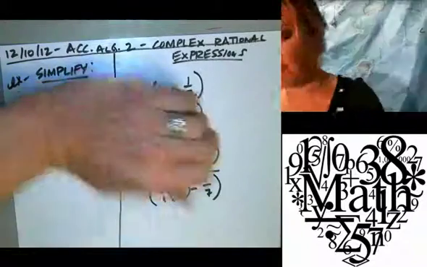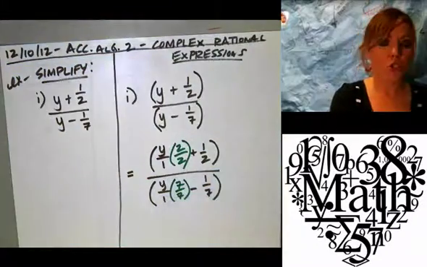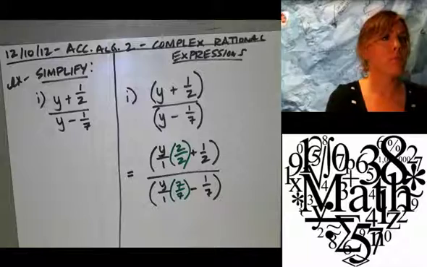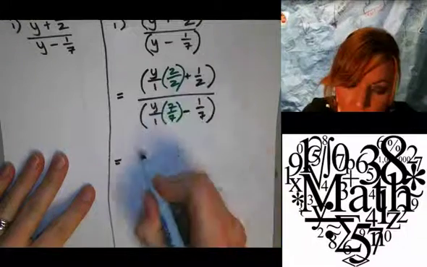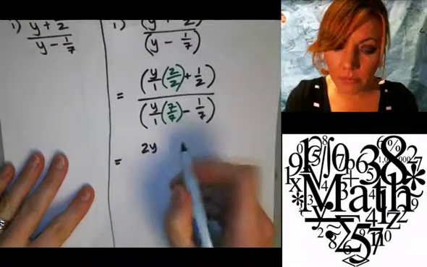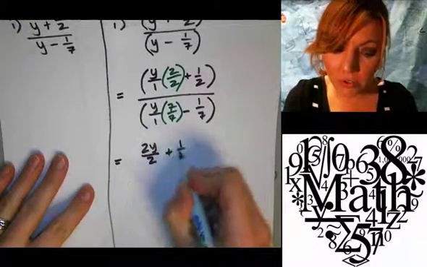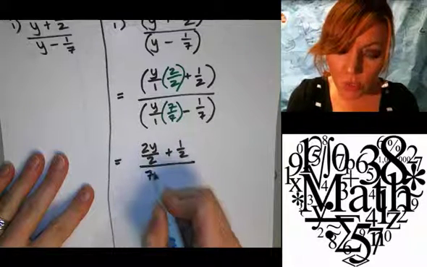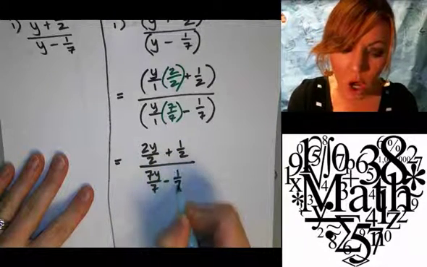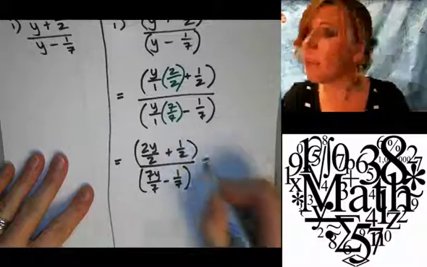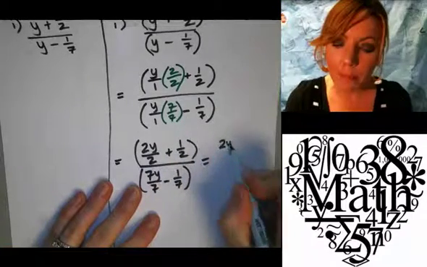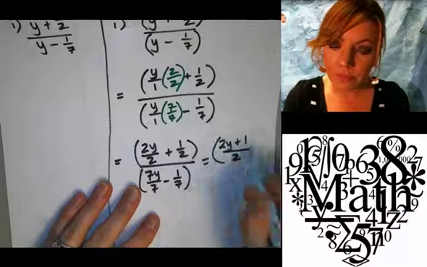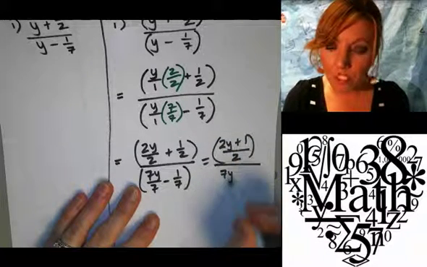Okay, so nobody should be talking. So what we end up with in the numerator is y times 2 is 2y over 2 plus 1/2. Bottom we have 7y over 7 minus 1/7. So all we're going to do at this point is combine them into one giant fraction. So on the top we have 2y plus 1 over 2. Bottom we have 7y minus 1 over 7.